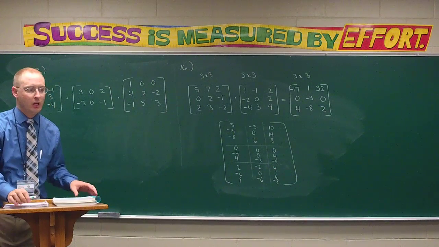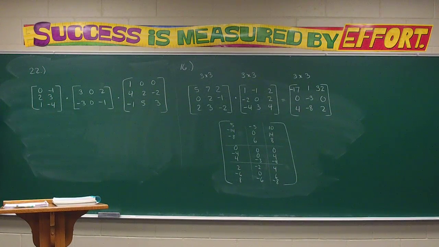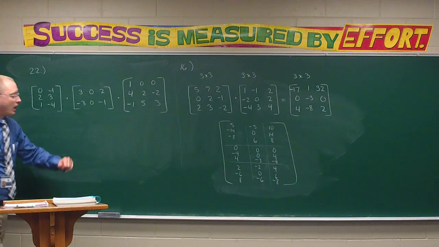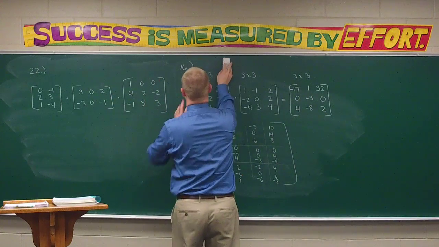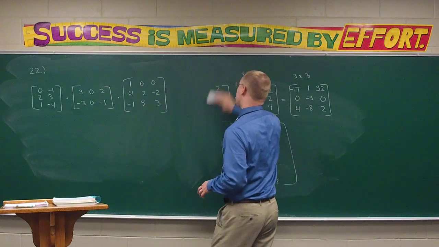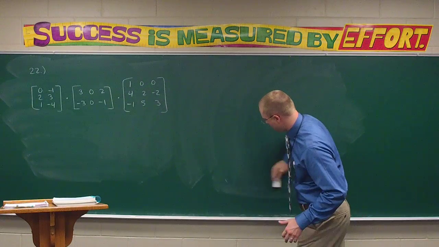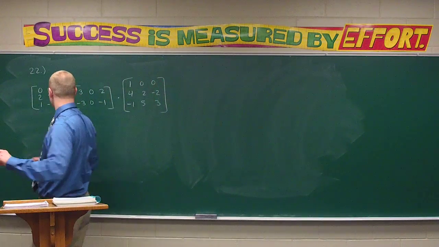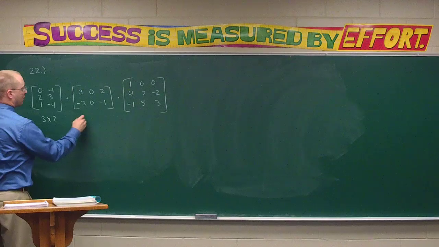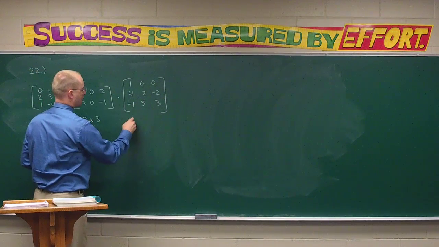All right, anyone still working on 16? Check your answer to 16 if you haven't already. How many got the correct answer on 16? Any questions at all on 16? All right, let's take a look at 22. What are the dimensions of all three matrices here, Abby? 3 by 2, 2 by 3, and 3 by 3.